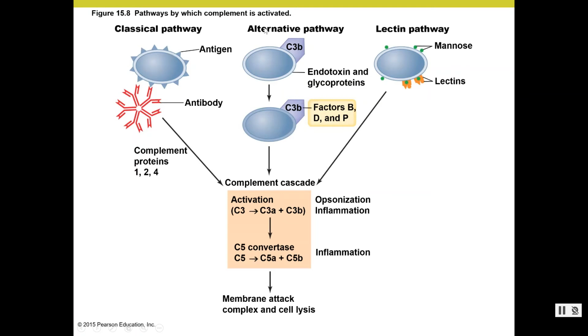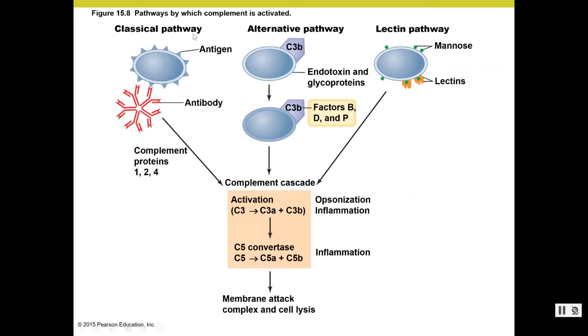In reality, the alternative pathway doesn't require any antibodies. This will happen as part of the innate immune response. We do not have to have seen this pathogen before to activate this complement cascade. So typically the alternative pathway will happen before the classical pathway, and that's just because we don't need anything specific. This is all non-specific binding.